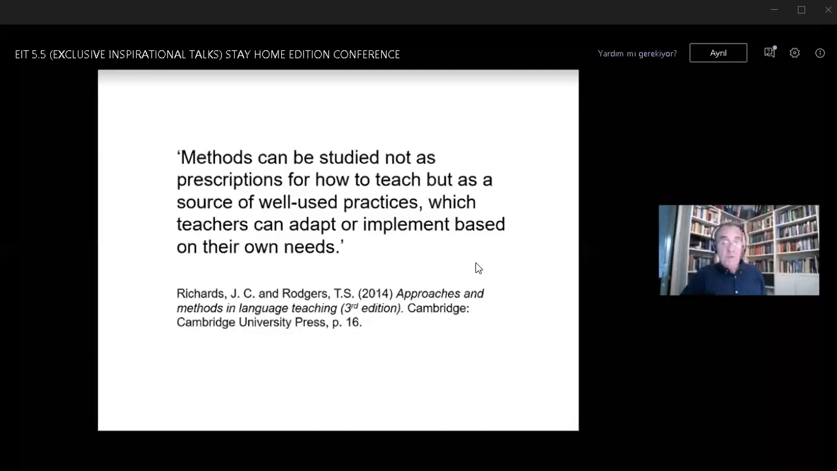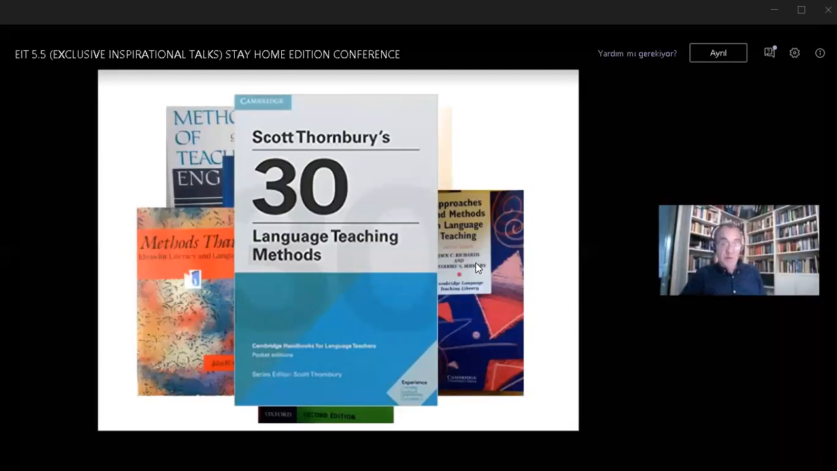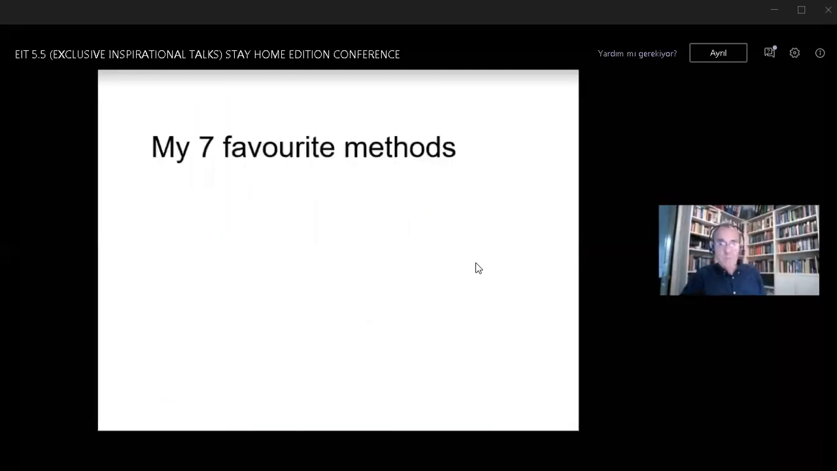So people, as I say, have been writing books about methods, and they still are, and I've written one, and this is the promotion on the part of Cambridge, my sponsors. Thank you, Cambridge, for this book that came out a couple of years ago. And I want to pick from this book seven methods that I've written about that I kind of like for various reasons, which I hope will become clear. So these are my seven favorite methods.